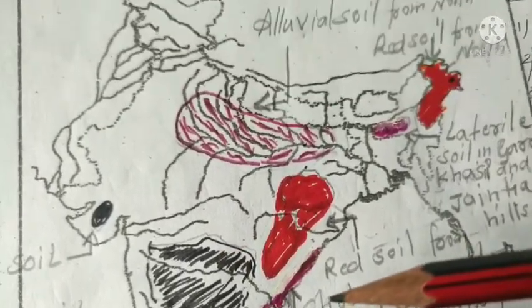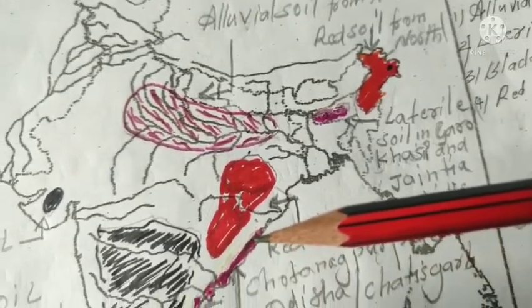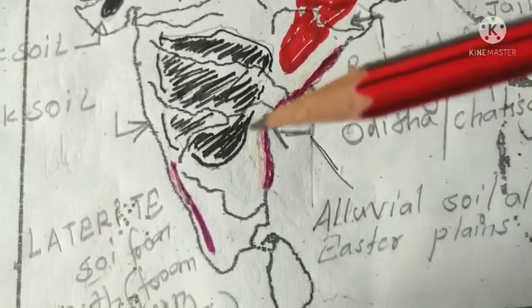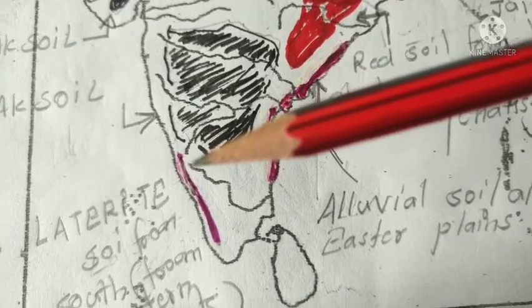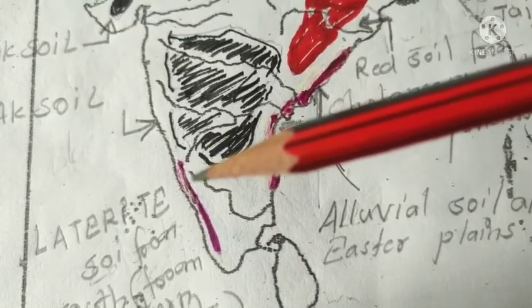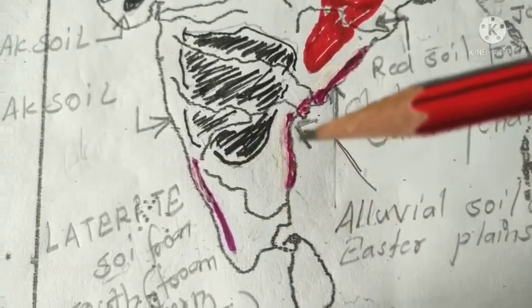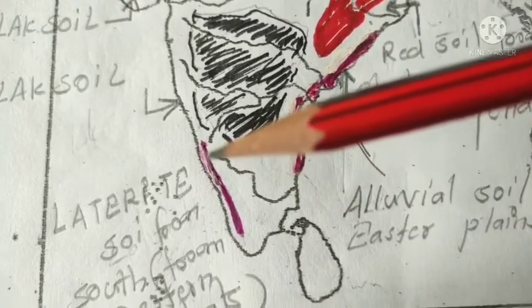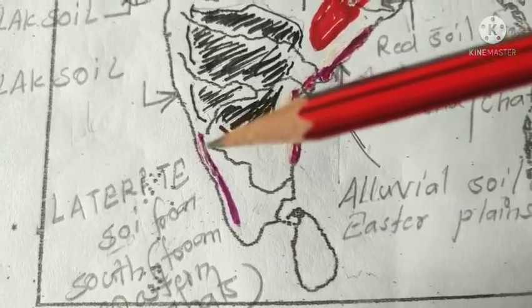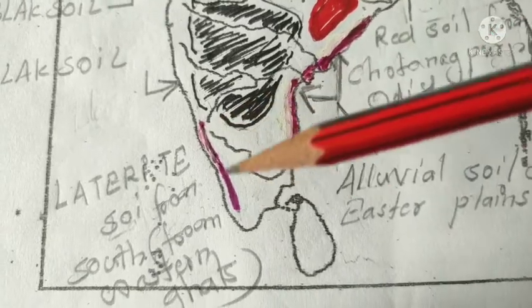And the next is the laterite soils. So where are the laterite soils found? The laterite soils are found along the Eastern Ghats as well as the Western Ghats. I have marked here along the Western Ghats, means along this side I marked here.